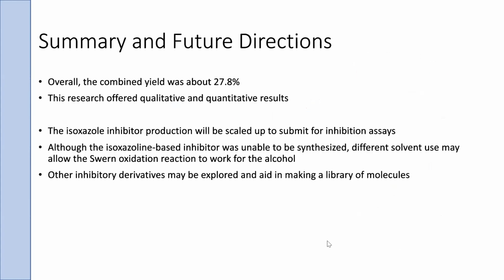In total, the combined yields represent a 27.8% yield for the final isoxazole inhibitor. This value, along with the NMR data, provides both quantitative and qualitative observations, which will be considered when attempting to scale up the reactions for the bioassays Dr. Lopez's group will establish. Although the isoxazoline inhibitor was unable to be produced, it is expected that the manipulation of the Swern reaction protocol will allow for it to be made soon, along with a future library of isoxazoline and isoxazole inhibitors.